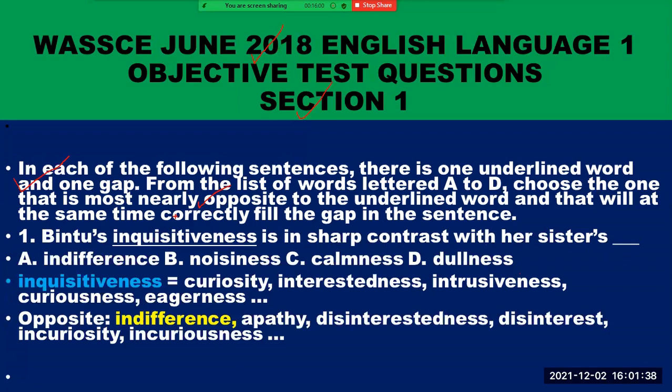And so we are looking at frequently occurring topics and questions in the West African Senior School Certificate Examination. And the aim of this video is to simplify your preparation for this exam.